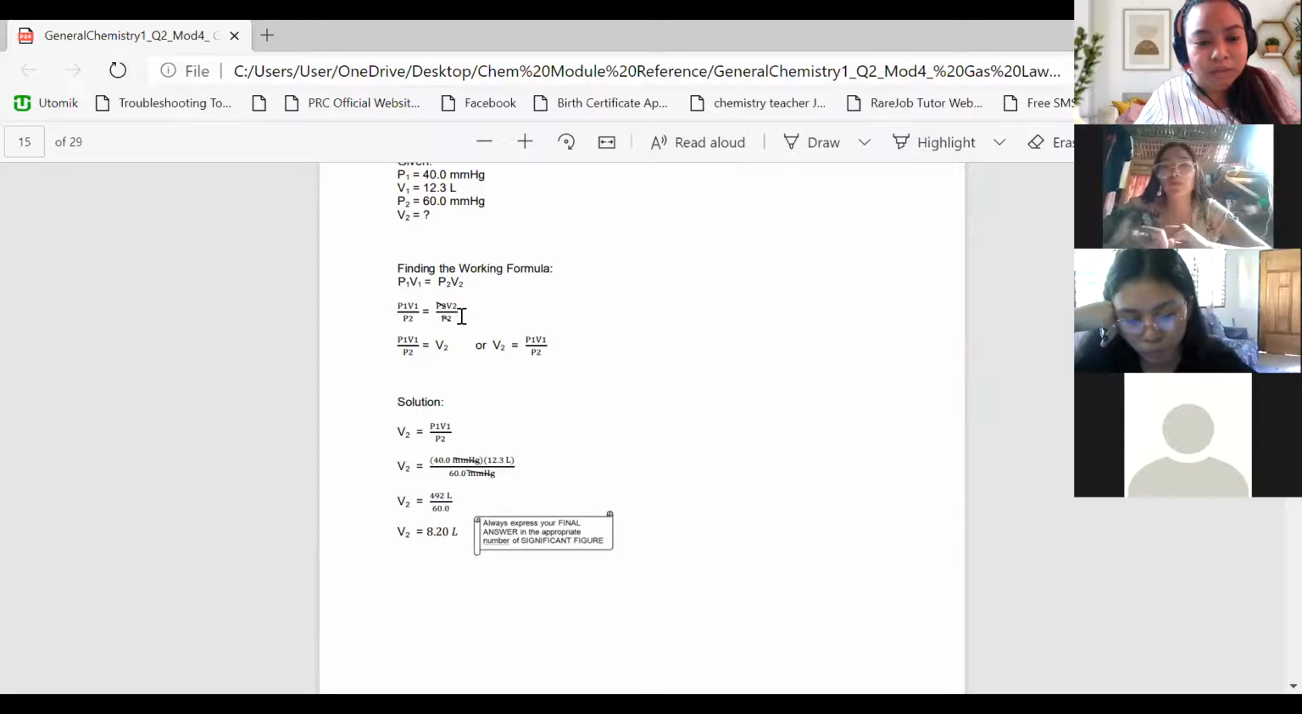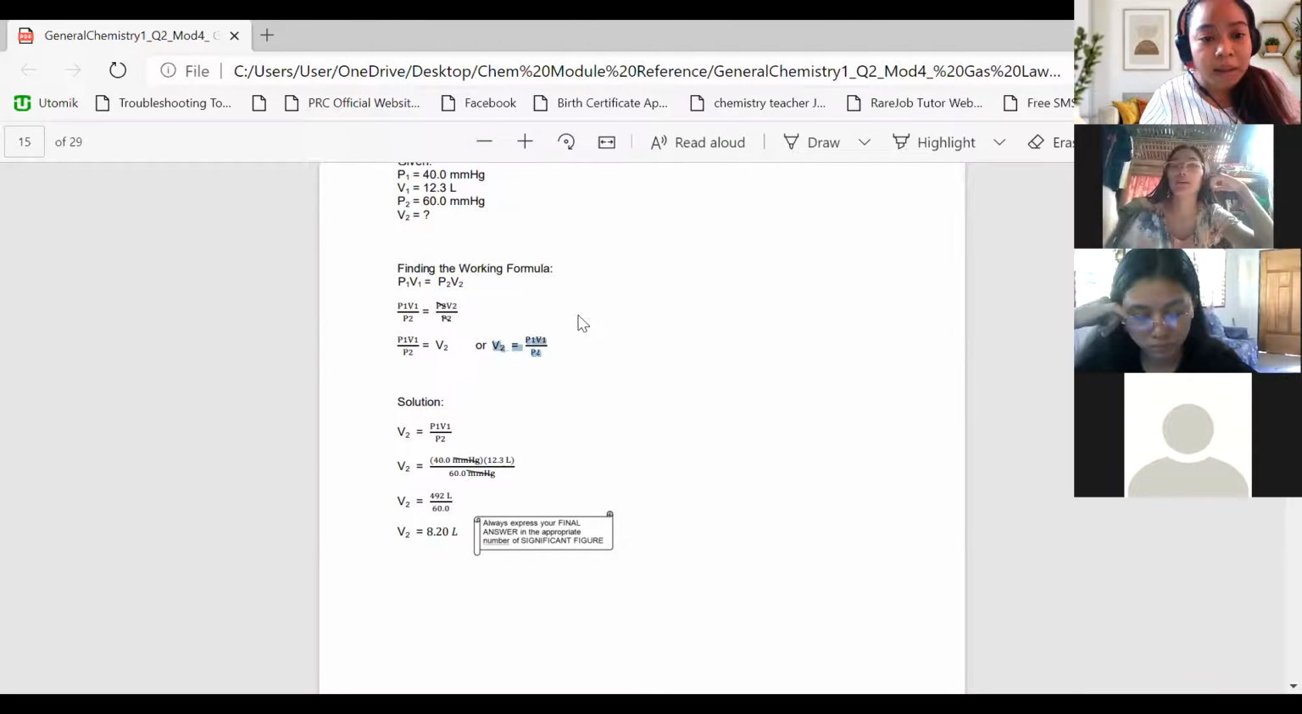Para ma-delete si P2 diri nga side, ma-transfer siya diri. Aron ang mabilin diri ang unknown value lang. So, dapat sa isa ka side, ang imong mabilin is unknown value. So, ma-cross out si P2 dira, ang nabilin na lang si V2. Dapat ibaylo na nato sila. So, this is our final formula. So, we call it our working formula.